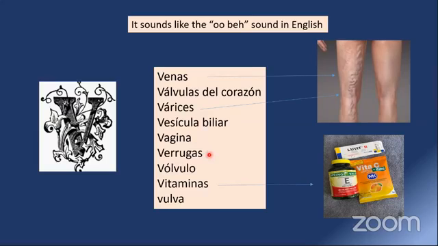Verrugas is a very common one. Oh, doctor, what is that little thing that is growing in my fingers or in my toes? Verrugas, warts. Vólvulo. Patient is coming with the belly very distended and the family said, what's happening with my brother, my husband, my father? Oh, he has a vólvulo intestinal. Vólvulo intestinal is the volvulus. Vitaminas, we know what that is, vitaminas. And vulva, same in English, in Spanish, vulva.